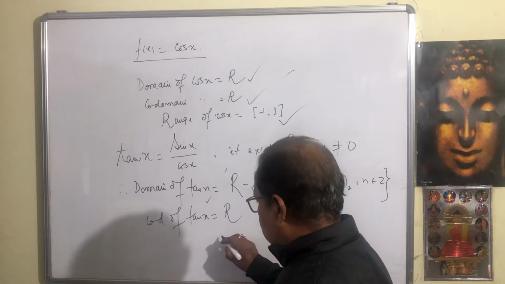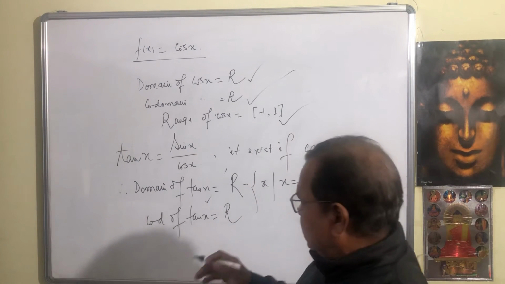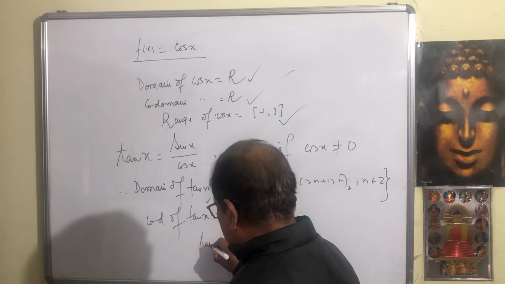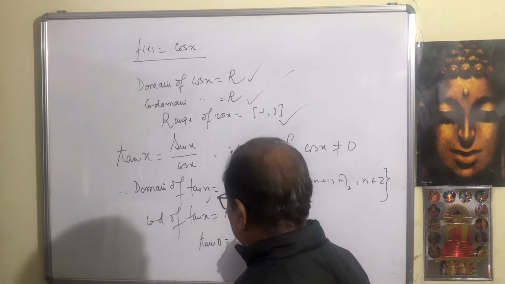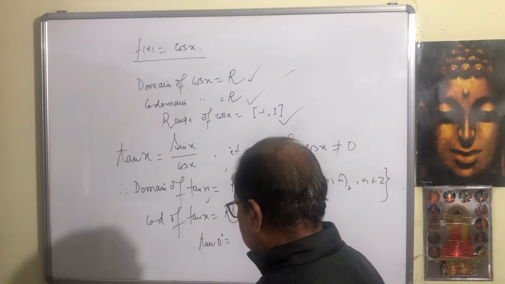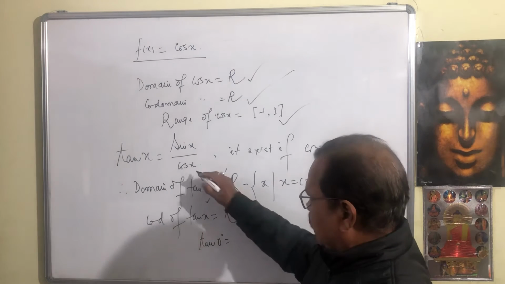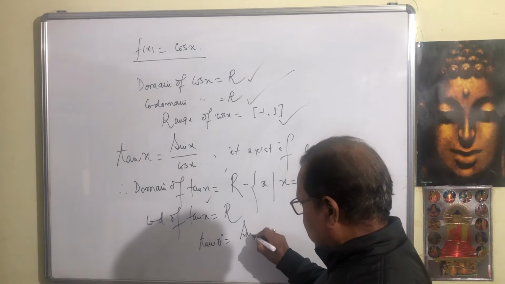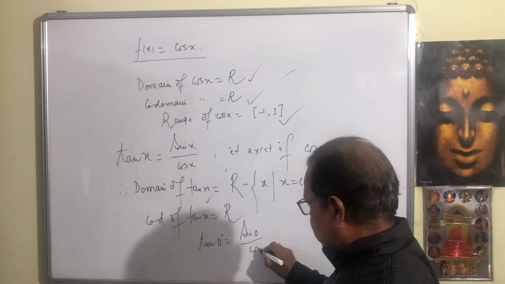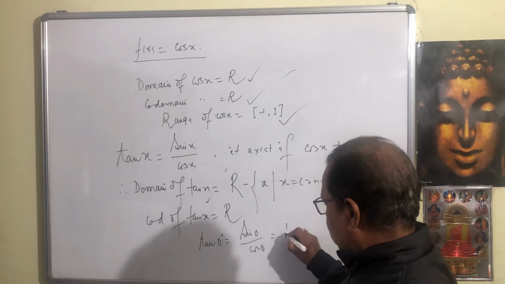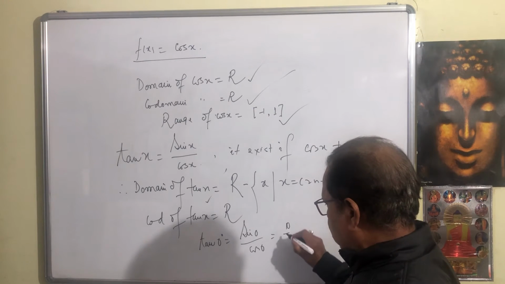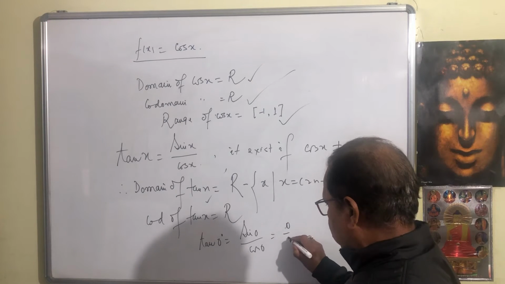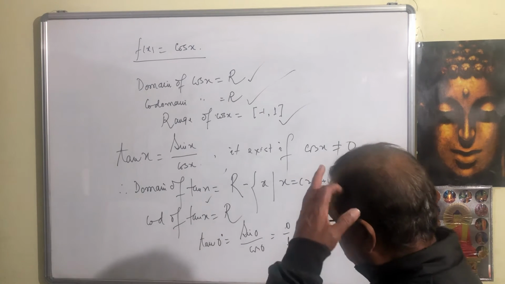Let us think one by one. For example, tan 0. Tan 0 is what? 0 stands for 0 degree. So sin 0 by cos 0. Sin 0 is 0, cos 0 is 1. So this is 0. So tan 0 is equal to 0.